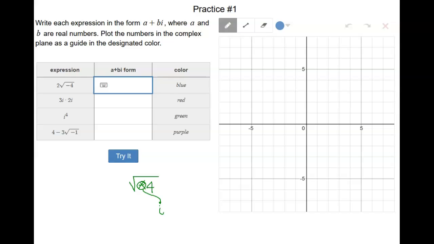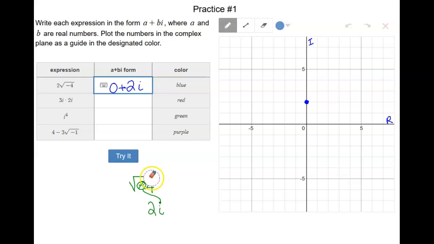I'm actually going to rewrite this in blue. So 2i is what the answer is, but we want to write it in a plus bi form. Well, we have the imaginary part. We're missing the real part of the complex number. So if that part is missing, you just replace it with a number. How do we represent nothing with a number? That's 0. So 0 plus 2i would be this point on our graph. Remember that the horizontal is the real axis and the vertical is the imaginary axis.